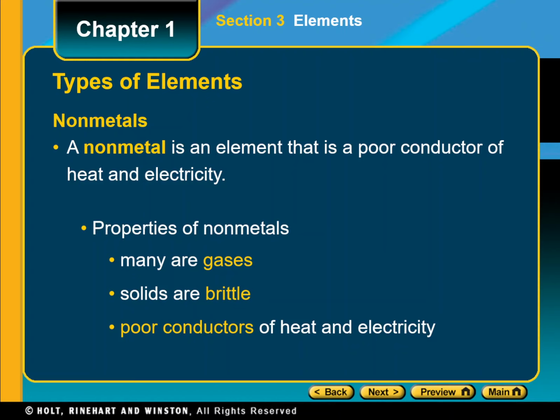One nonmetal, bromine, is a liquid. The solid nonmetals include copper, phosphorus, selenium, sulfur, and iodine. These solids tend to be brittle rather than malleable and ductile.